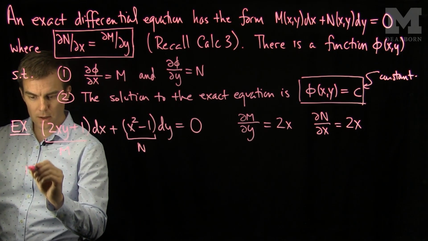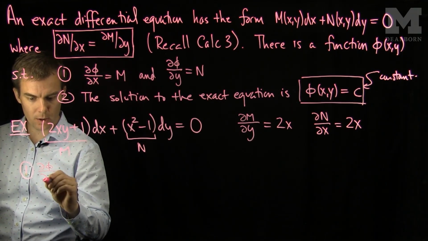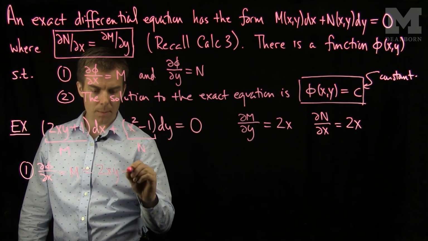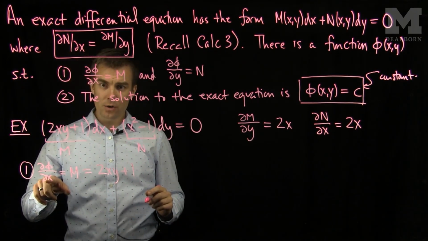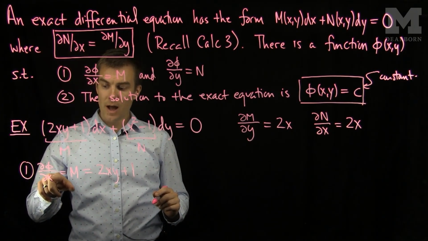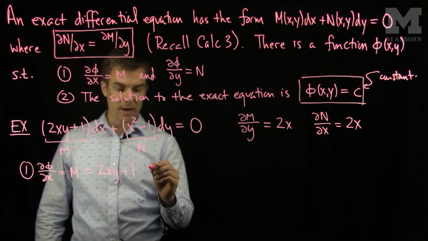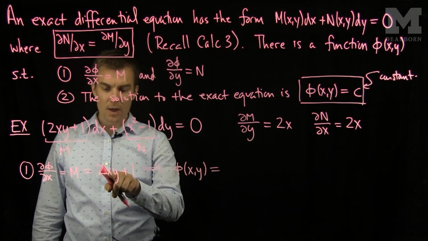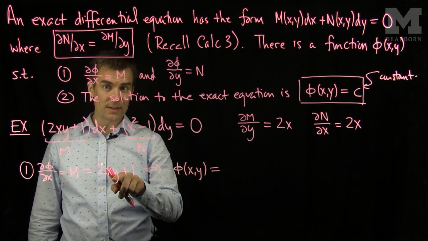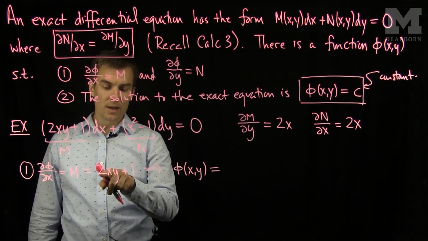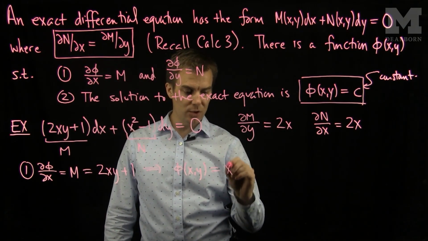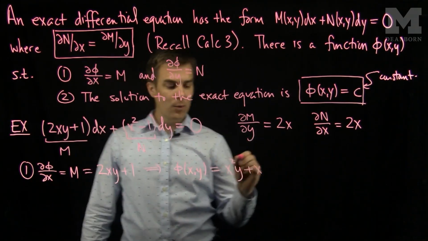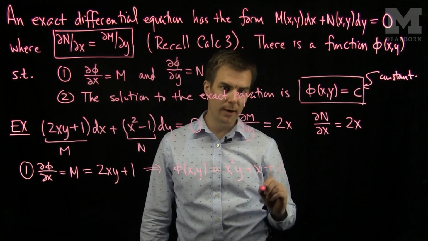We know from the theory that partial phi partial x is equal to M, and M is 2xy plus 1. I can undo this partial derivative by doing a partial integral. I will hold y as constant and integrate with respect to x. So phi of x,y: the integral of 2xy, treating y as a constant, I only look at the integral of 2x. The integral of 2x is x squared, so I will have x squared y. And the integral of 1 with respect to x is just x. And whenever I integrate, I have a constant, so I put a plus c over here.